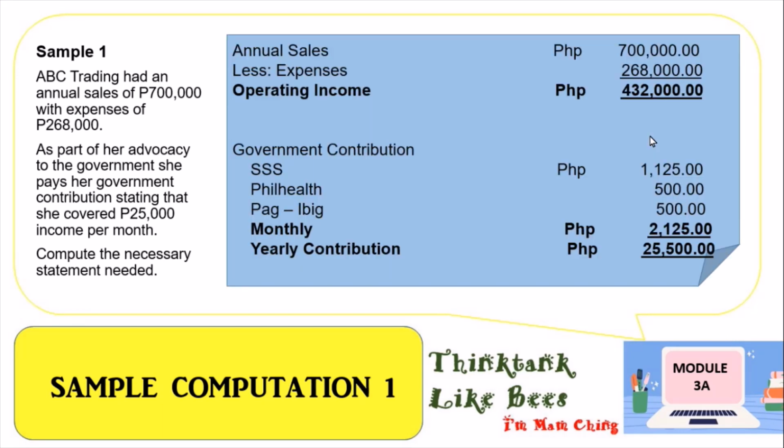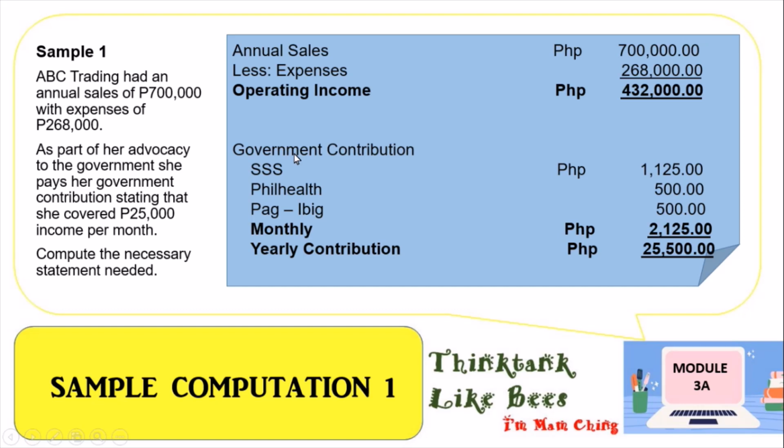Okay, so here's the computation. Annual sales is 700,000 and expenses is 268,000. So 700,000 minus the expenses of 268,000, we have the operating income of 432,000.